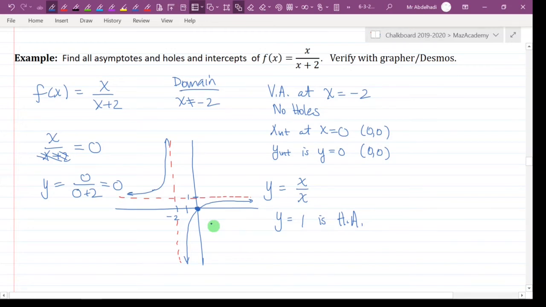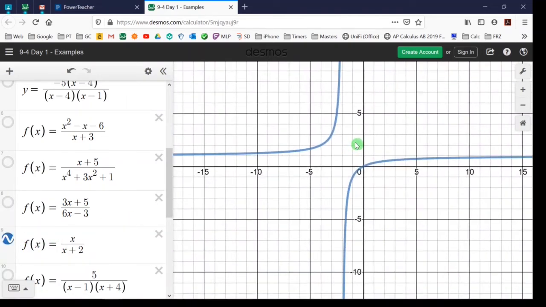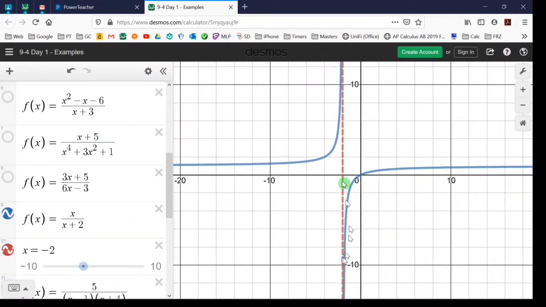We've just graphed our first real rational function, not just a reciprocal function, a real rational function with horizontal asymptotes, vertical asymptotes, holes, etc. So x over x plus 2, let's take a look at Desmos here, and let's see how good my sketch was. Okay. And yep, looks like I'm right about that. I said the only intercept was 0, 0. There it is, 0, 0.